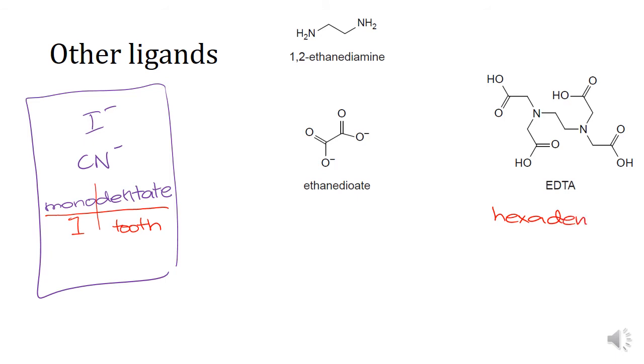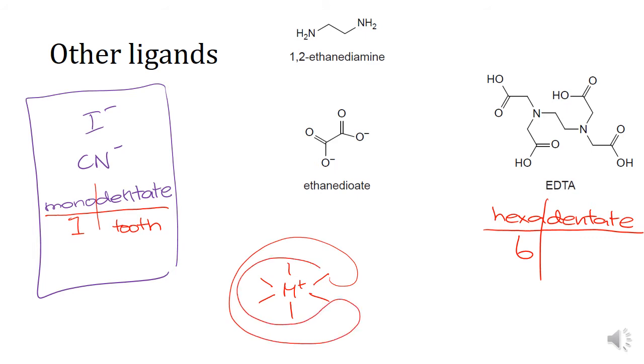hexadentate. There are 6 points of contact between our EDTA and the metal. So if you think about that ligand, EDTA basically wraps around the entire metal ion.